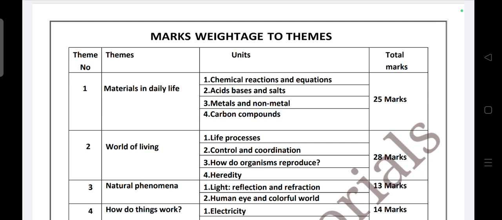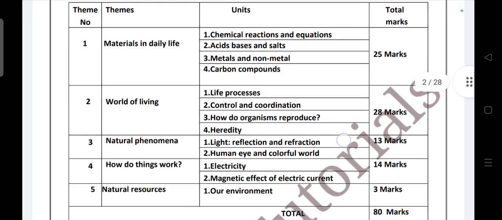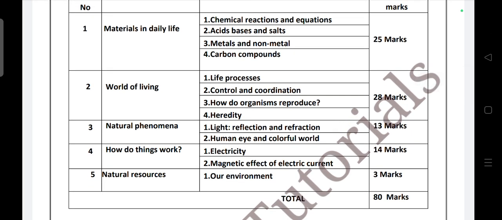The blueprint: from chemical reactions and equations, acids, bases and salts, metals and non-metals, and carbon compounds, you will get 25 marks of questions. Then life processes, control and coordination, how do organisms reproduce, and heredity. From these four chapters you will get 28 marks of questions.